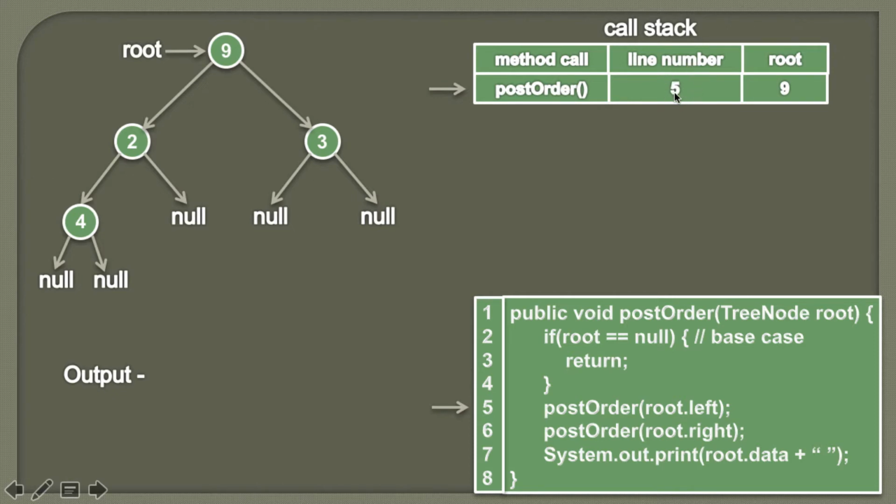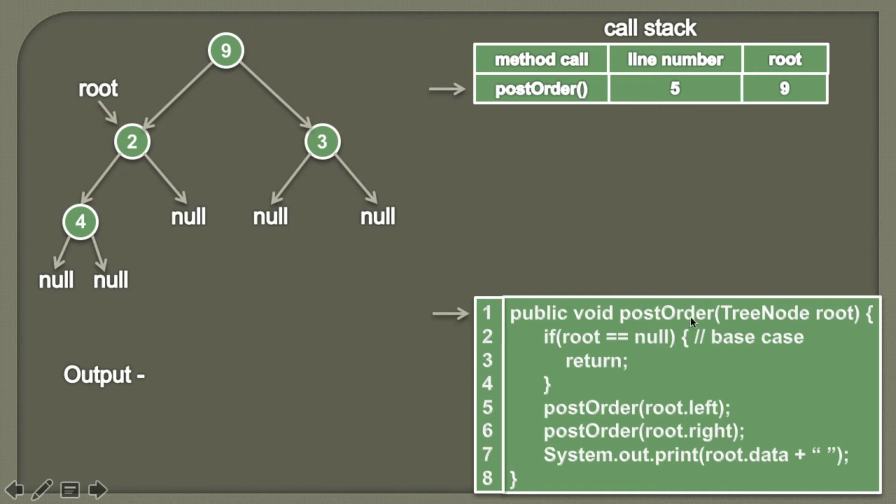From line number 5 we are leaving this post order method and we are again calling the post order method with a root as 2. So once this line gets executed, we know that post order method will be called again, and this time it will be called with the root as 2. So the line of execution reaches the post order method again, and root will now point to the node 2.